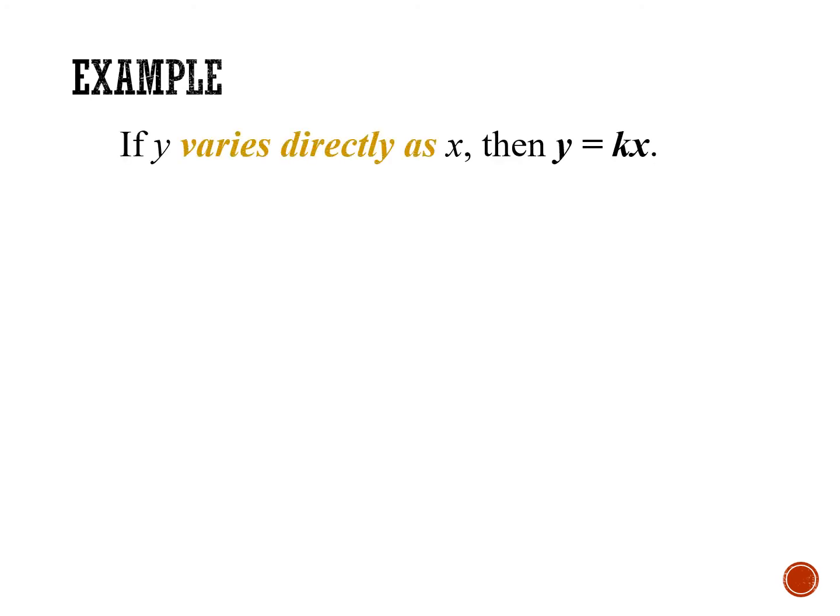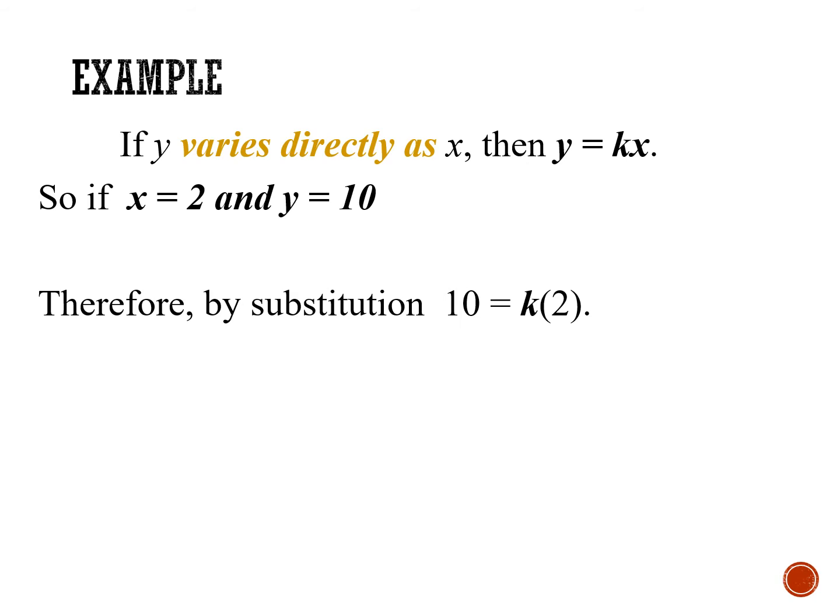Let us have an example of a direct variation. If y varies directly as x, then y is equal to kx. So, if x is equal to 2 and y is equal to 10, how are we going to solve for k? By substitution, so we replace y by 10 and x by 2. So that is 10 is equal to k times 2. What is the value of k?